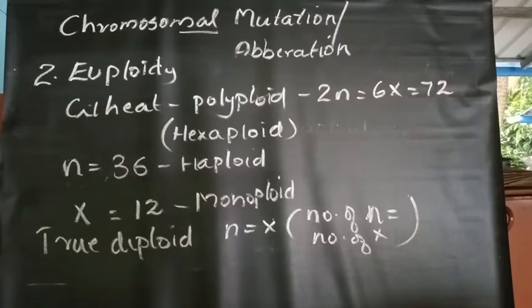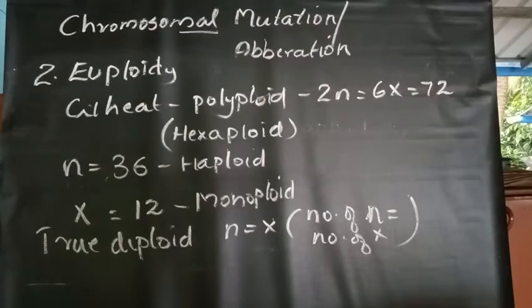Thus a monoploid can be a haploid, but all haploids are not monoploid. A monoploid can be a haploid, but all haploids cannot be a monoploid.